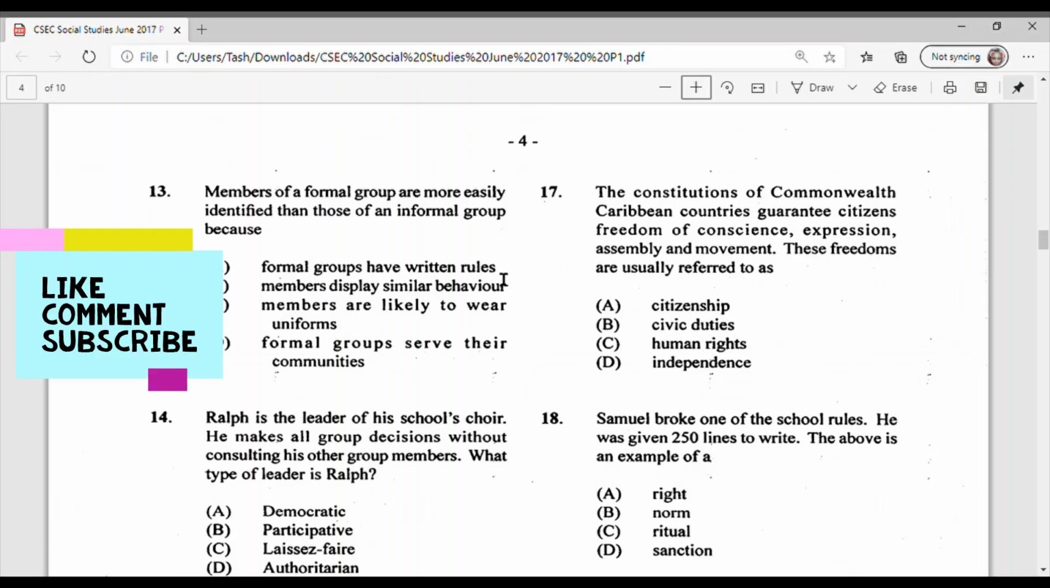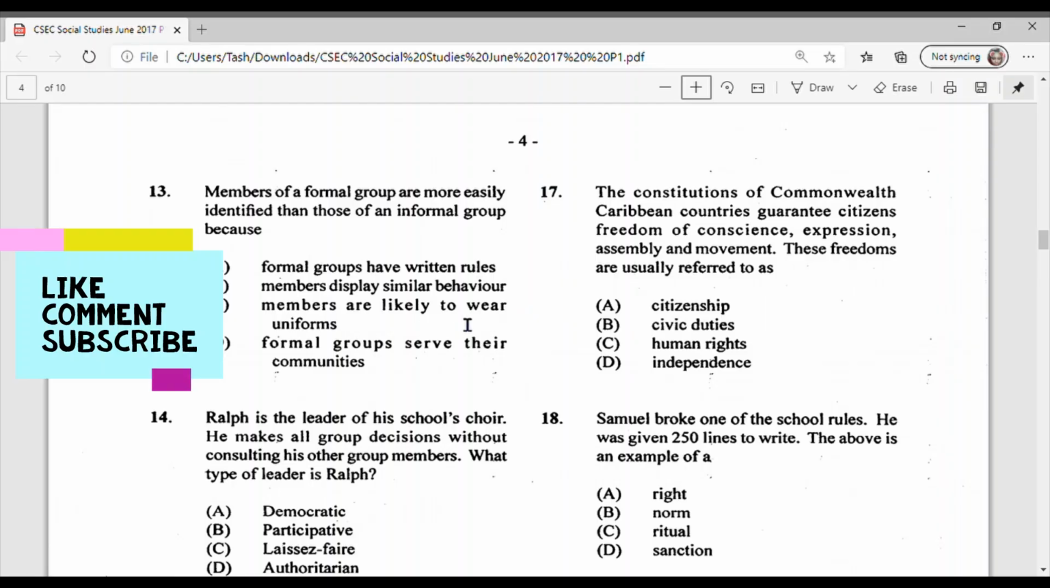Formal groups have written rules. Yes, they do, but the question says are more easily identified. So even though they have written rules, they're not walking around with the rules on their backs for you to be sure. So the question says identified, so your answer would not have been A. B. Members display similar behavior. Yes, they do generally display similar behavior, but that would not be enough for you to identify them either.